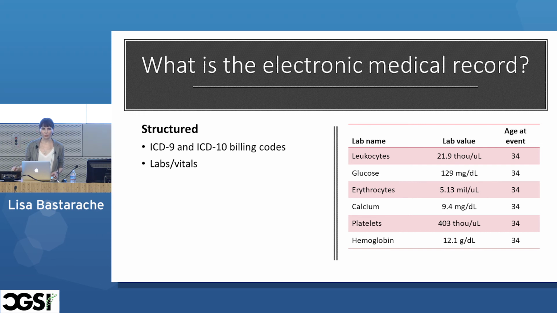Probably all of you have gotten at least one, maybe even hundreds of blood draws at hospitals, maybe to get your complete blood count or a differential. So all of those measurements are typically part of the medical record.